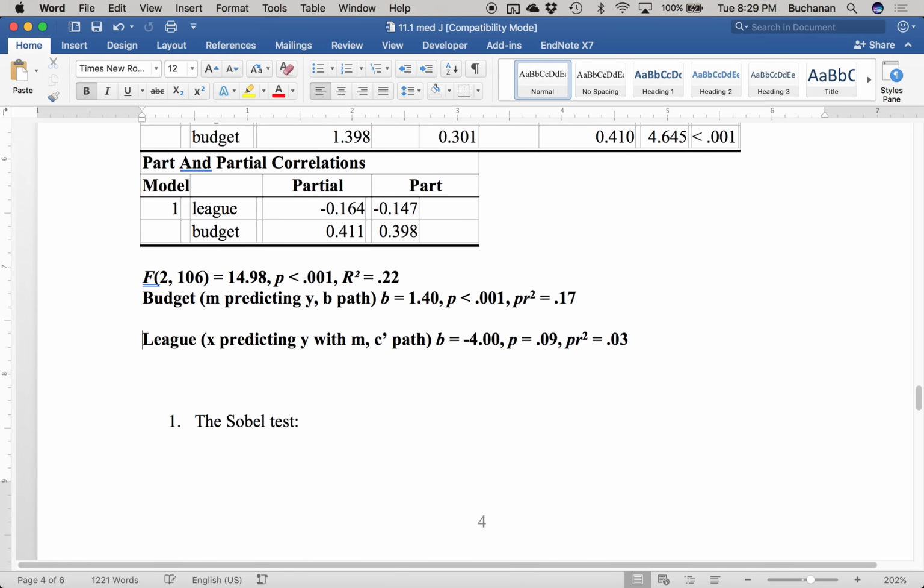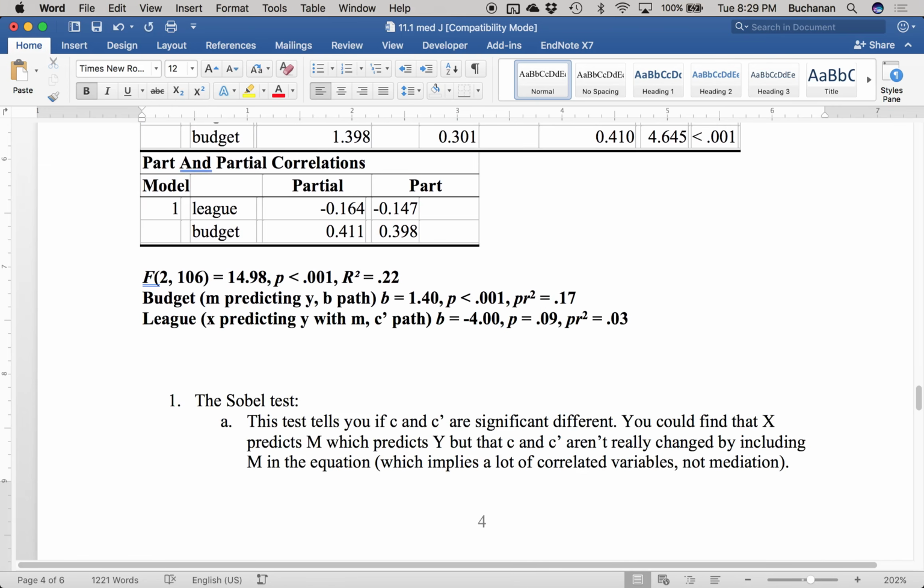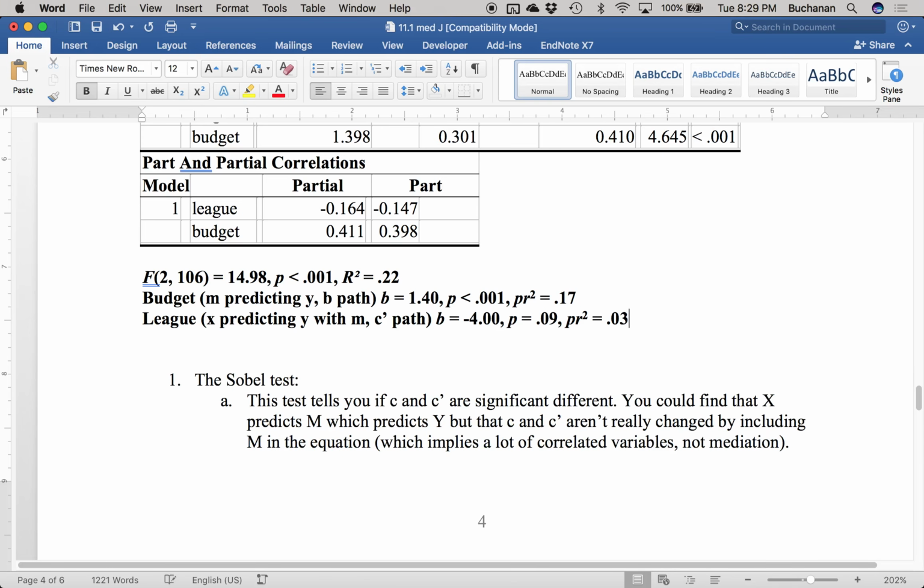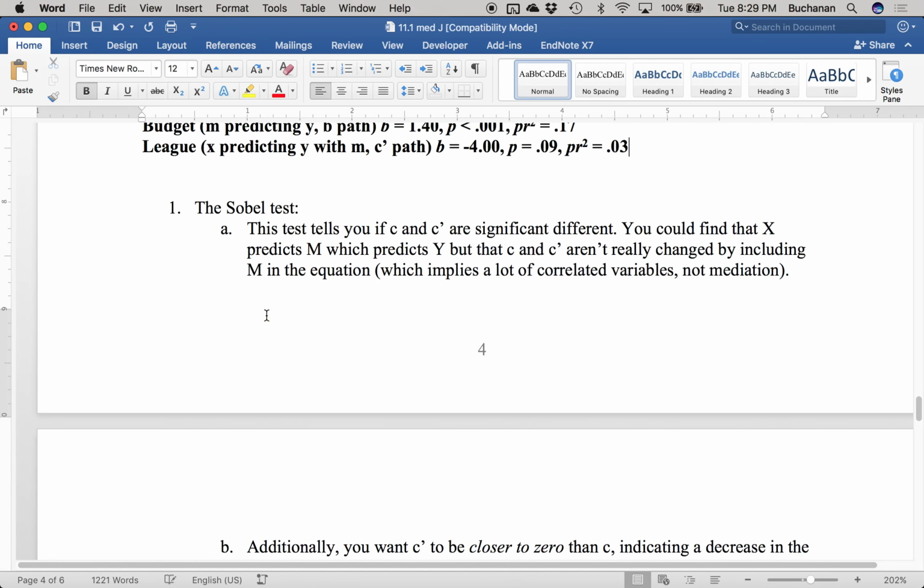Now, it's no longer significant, which sort of satisfies the criteria of the Baron and Kenny steps. But if we want to show that C and C prime are significantly different from each other, we can use the Sobel test. The Sobel test is an addition to the traditional steps from Baron and Kenny, where we can tell if C and C prime are different.